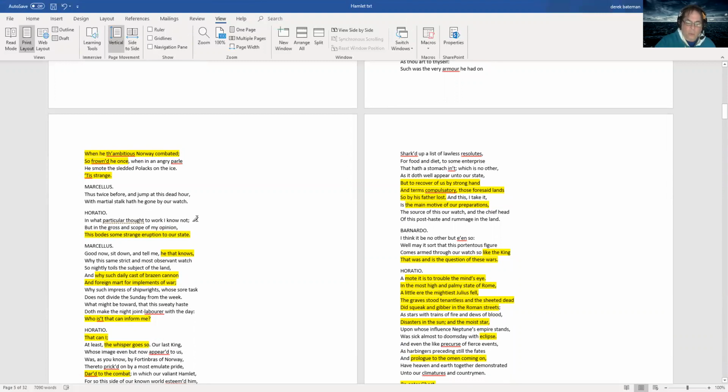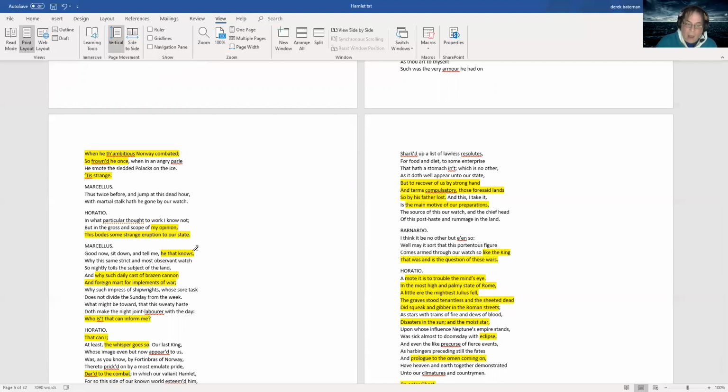In what particular thought to work, I know not, but in the gross and scope of my opinion, this bodes some strange eruption to our state. This is supernatural. It's not natural. Why is this happening? Why is this ghost of the dead king appearing? And Horatio reflects on that and believes that this is alerting us that something is wrong in the state of Denmark.